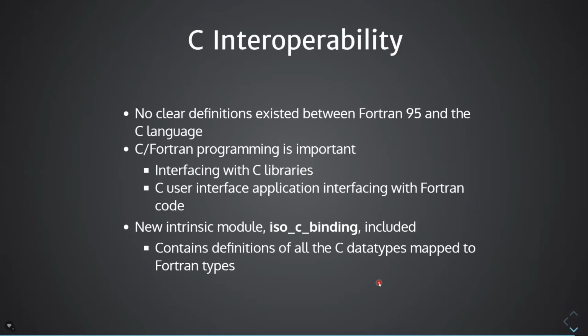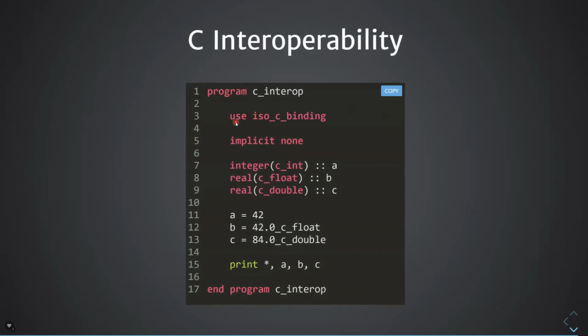Also, C is a very important language in high-performance computing and in other computing-intensive applications. So it's very important that you can combine both Fortran and C in a single program. What has been added to Fortran is a special module called ISO-C binding. It defines all the C data types so that you can use them in Fortran. So you add the use ISO-C binding module to your code. Then you have all the C data types available.